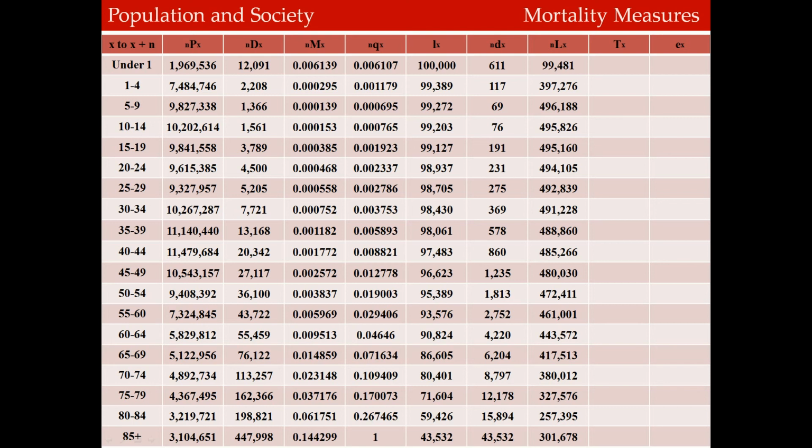So basically what I've done is I've taken and multiplied the number of people in the hypothetical population at each age range by the number of years in the age range, accounting for the correction factor and the number who die. And I get the number of person years. You can see that for those under the age of 1, the number of person years is 99,481, while for the other extreme, those who are 85 or over, they have 301,678 person years.